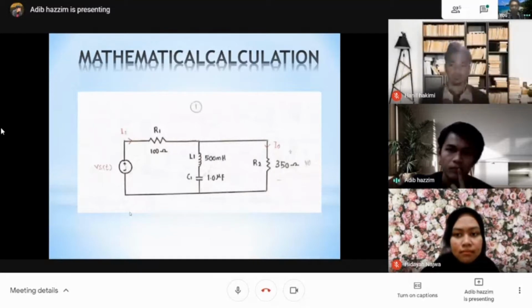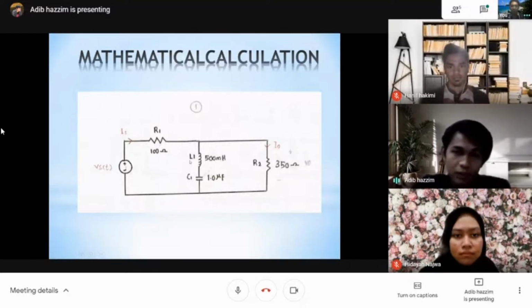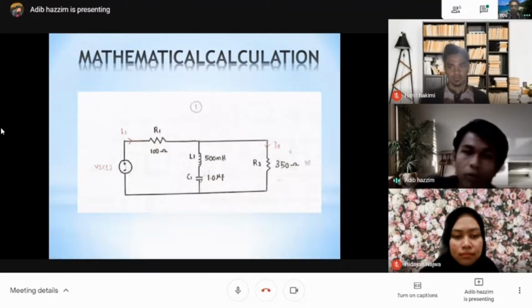Firstly, we start with the mathematical calculation. We find it using a Fourier transform series. This is the circuit that has been chosen. You can see here it has two resistors, R1 of 100 ohm and R2 of 350 ohm, and one inductor of 500 millihenry and one capacitor of 1.0 microfarad.